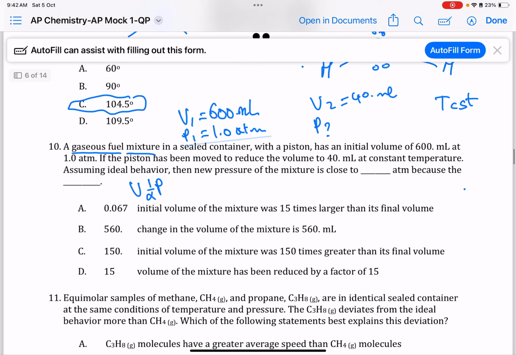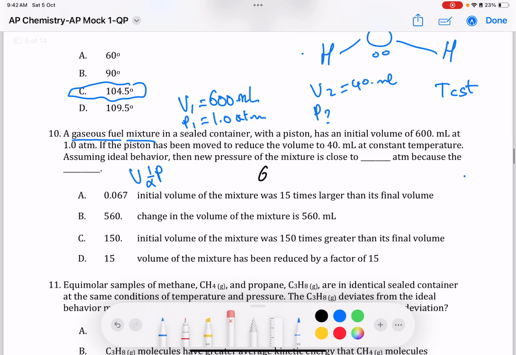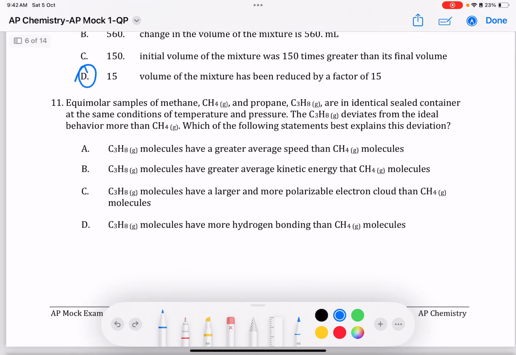Here 600 times 1 equals 40 times the new pressure, and that is equal to 15. They're inversely proportional.